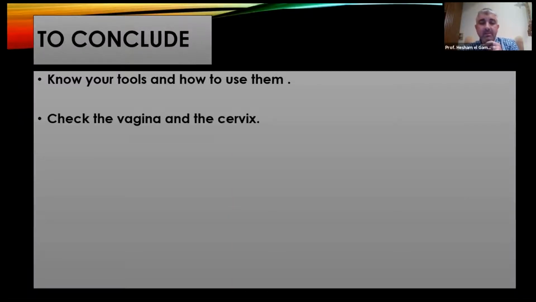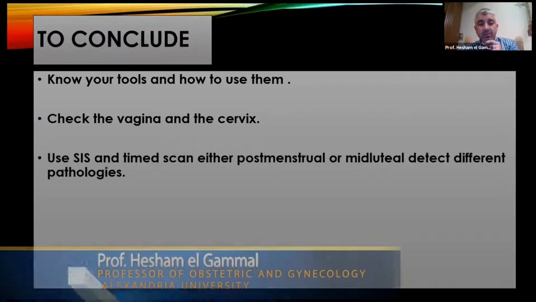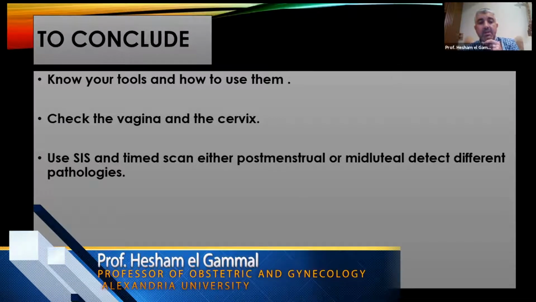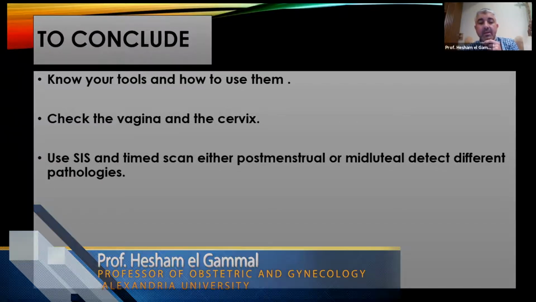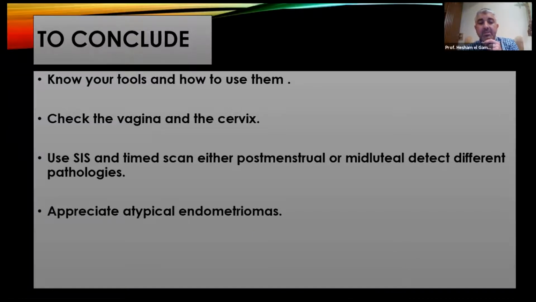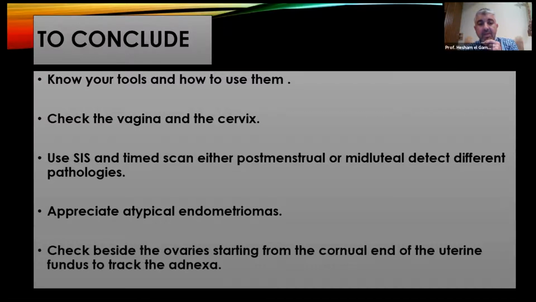So to conclude, always know your tools and how to use the different tools in evaluating the pelvis. Check the vagina and the cervix, as we said, by activating your probe at the vaginal vestibule. Use saline infusion sonography and timed scan, either post-menstrual or mid-luteal, in order to detect different pathologies. Appreciate atypical endometriosis because they constitute about 50% of the cases, and check beside the ovaries, starting from the cornual end of the uterus, so that you will not miss an adnexal lesion.